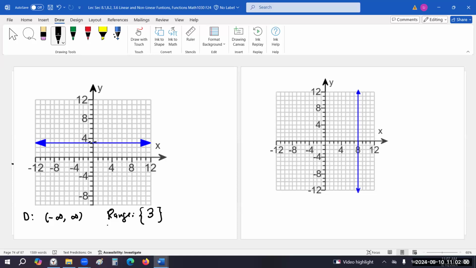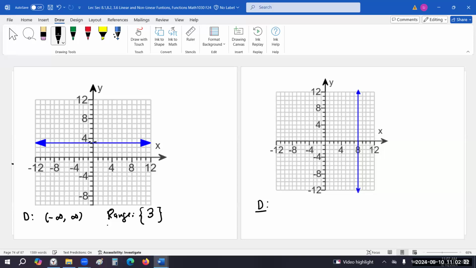Remember, domain means you're walking from left side to the right side. Range means you're walking from upward and downward. Ready?